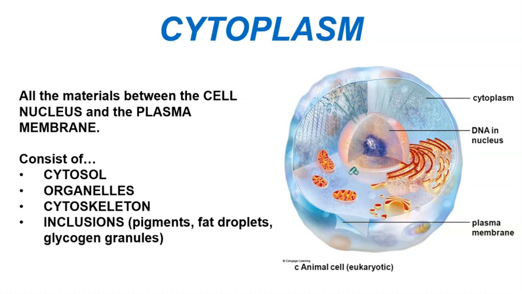So recall that the cytosol typically refers to the gel-like fluid within the cell. Inclusions include things like pigments such as melanin, which gives our skin and our hair its pigment or its color, fat droplets, or even glycogen granules. Glycogen we see is a starch that is produced by animals, and it serves to store glucose until our body needs it. So here we'll briefly review the organelles as well as the cytoskeleton.